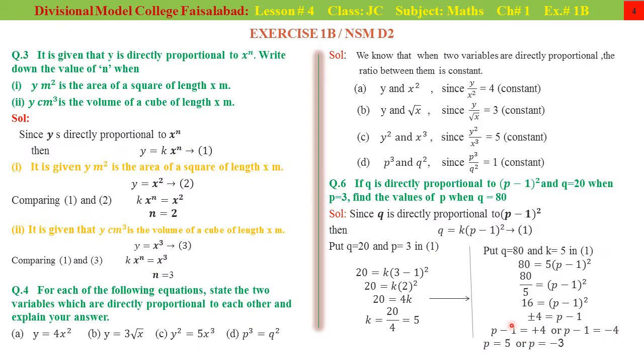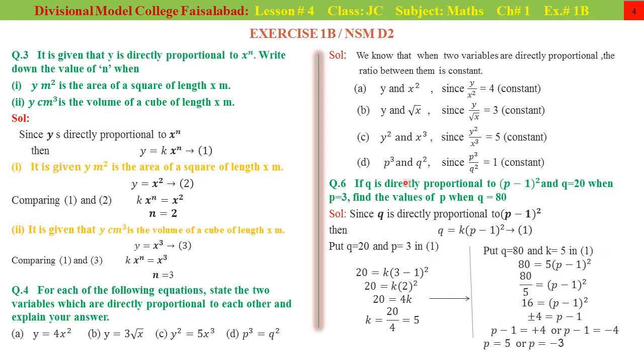When you transfer minus 1 from this side to this side, it will become plus 1. So 4 plus 1 is equal to 5. And when you transfer minus 1 from this side to this side, it will become plus 1. So minus 4 plus 1 will be equal to minus 3. So these are the values of p when q is equal to 80.